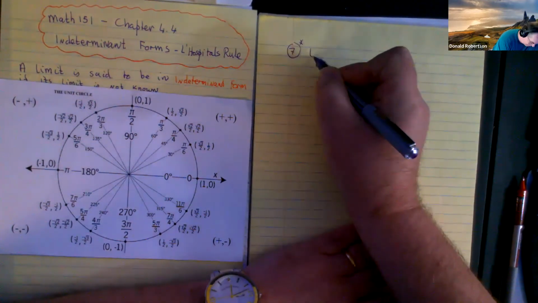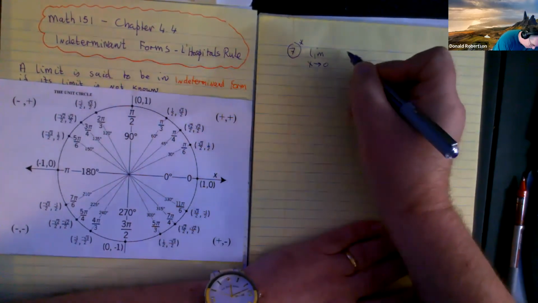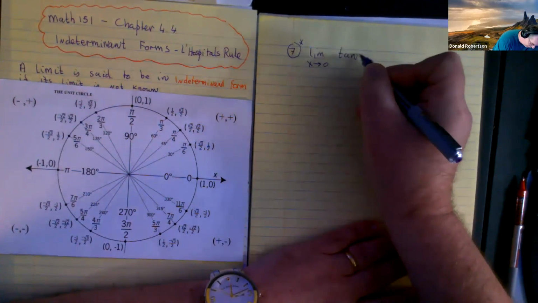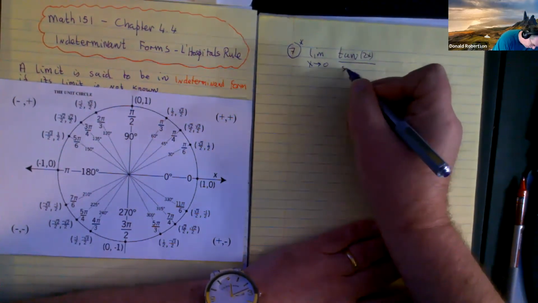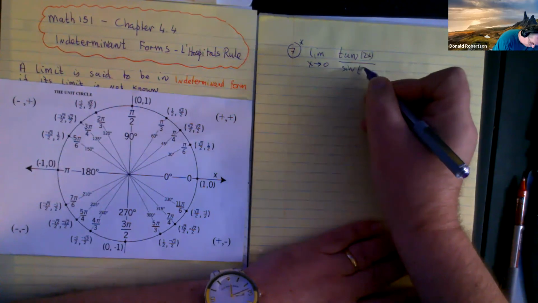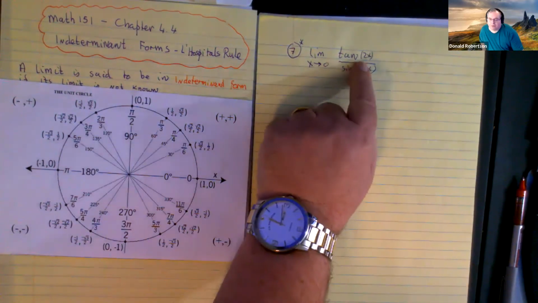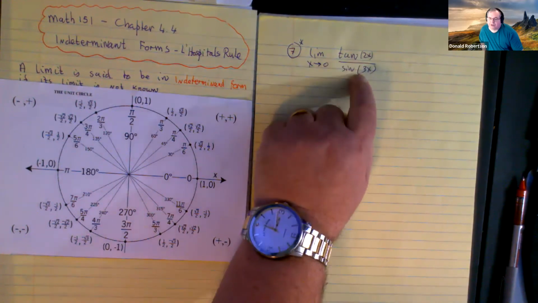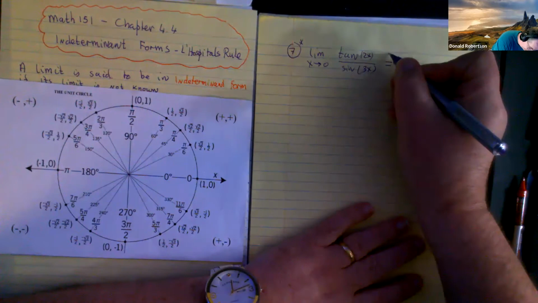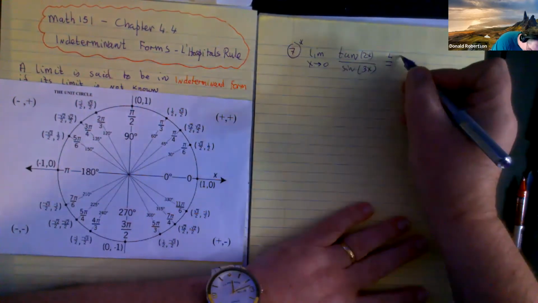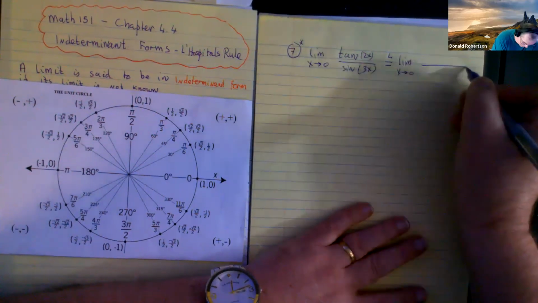Suppose I want to find the limit as x tends to 0 of the tangent of 2x over the sine of 3x. Right? If you plug 0 in here, tan of 0 is 0, sine of 0 is 0, indeterminate form. L'Hopital's rule. The limit as x tends to 0.